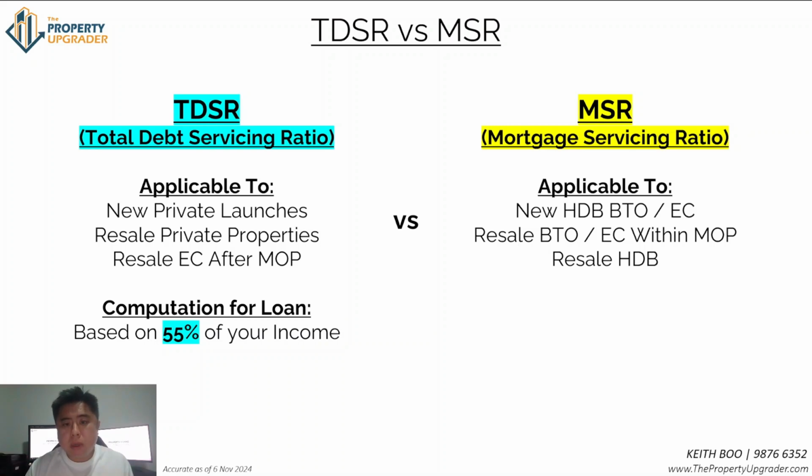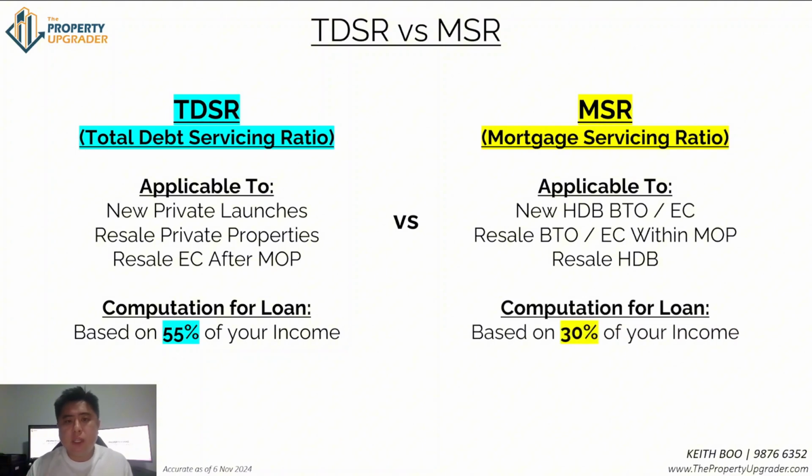The next one will be MSR, and what is this ratio used for? It is applicable for new HDB BTO or new EC, or a resale BTO or EC which is still within the 5 years MOP period. Those units that have attained special approval to be sold before they have reached 5 years will still be under MSR. And also for resale HDB, it will also be under MSR.